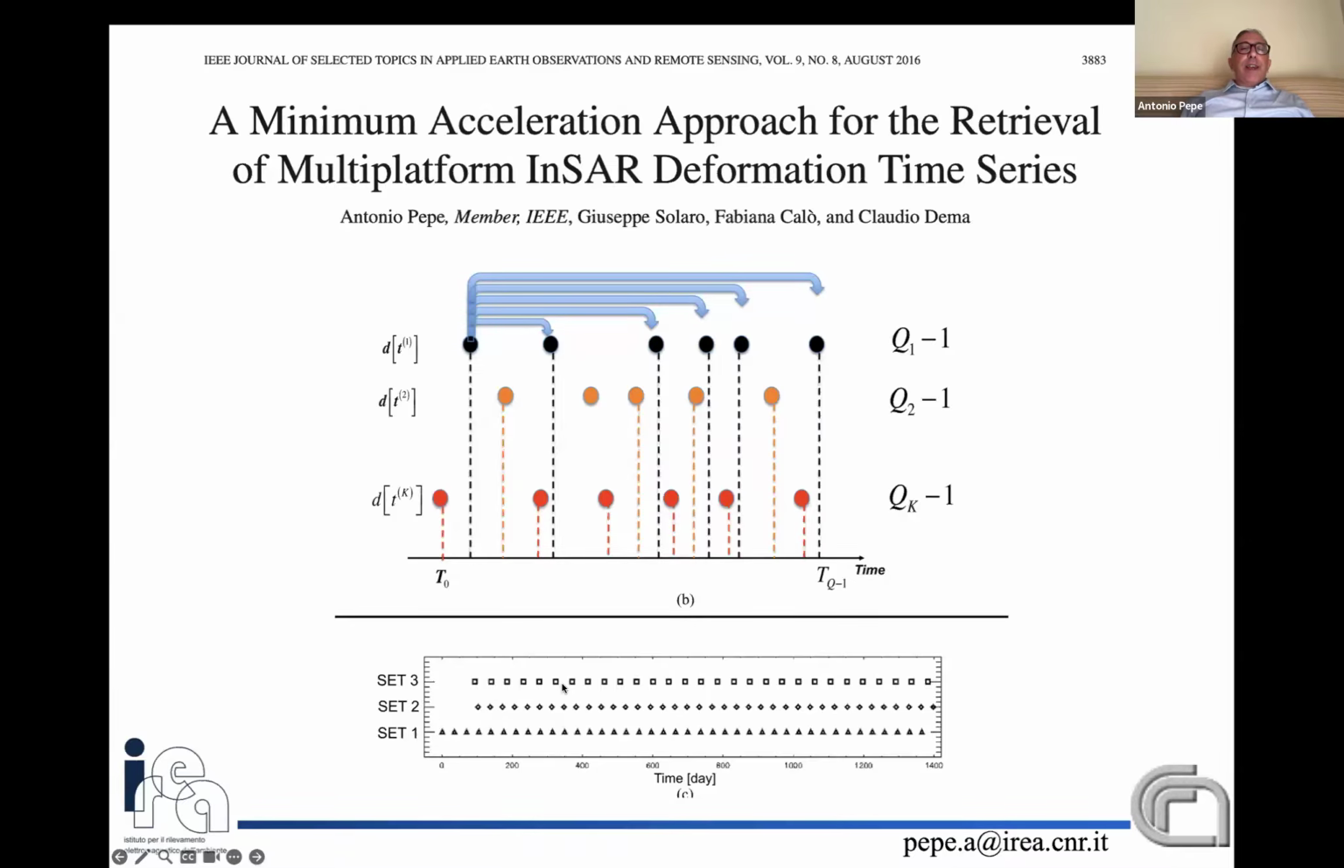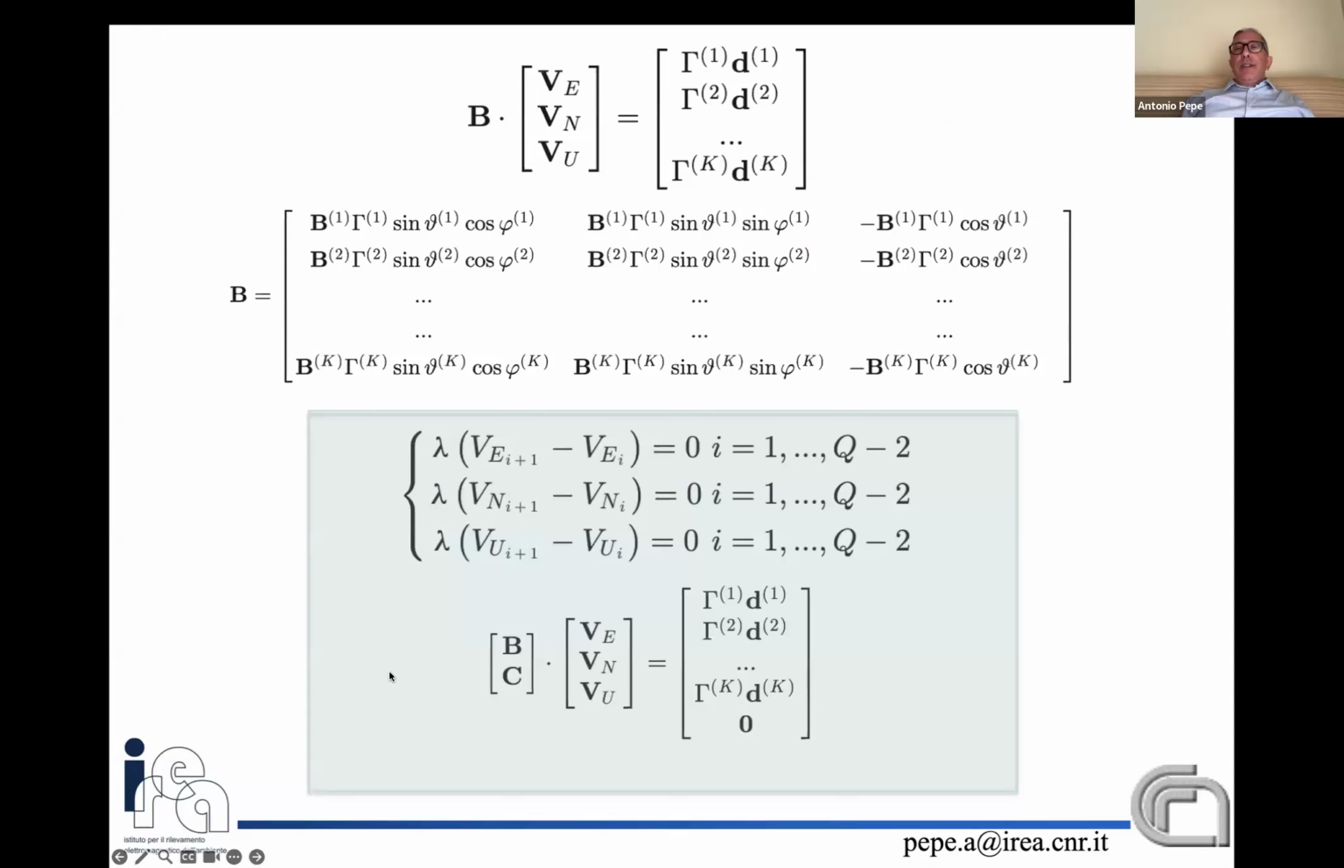For instance, in this case, the example is with 3 data sets. We can reconstruct the line of sight projected deformation from set 1, set 2, set 3, but if we combine this information using this mathematical framework, we can recover the relevant components. So the east-west, the up-down, and the north-south deformation components.